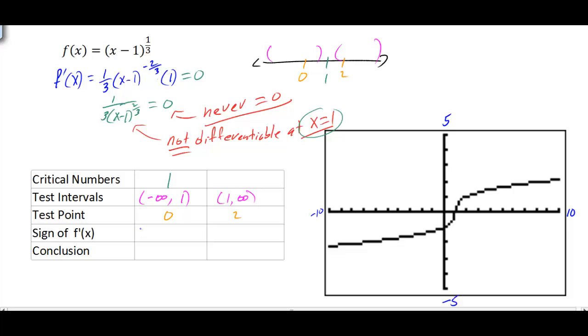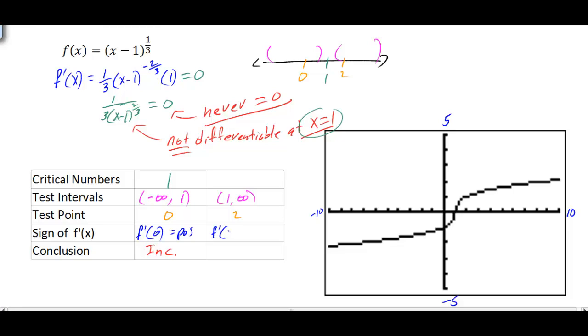And then we're going to evaluate our first derivative at 0. If we plug 0 into the first derivative, what's going to happen? Well, if you plug 0 in up here, you get 1 over 3 times 0 minus 1. Well, if you have 0 minus 1, you get negative 1 squared for the 2/3. So negative 1 squared is going to be positive. So you're going to end up with a positive 1 over a positive. So 0 is going to give you a positive number. So what does that tell us? Well, that tells us our tangent line has a positive slope. So therefore, our graph is going to be increasing from negative infinity to 1.